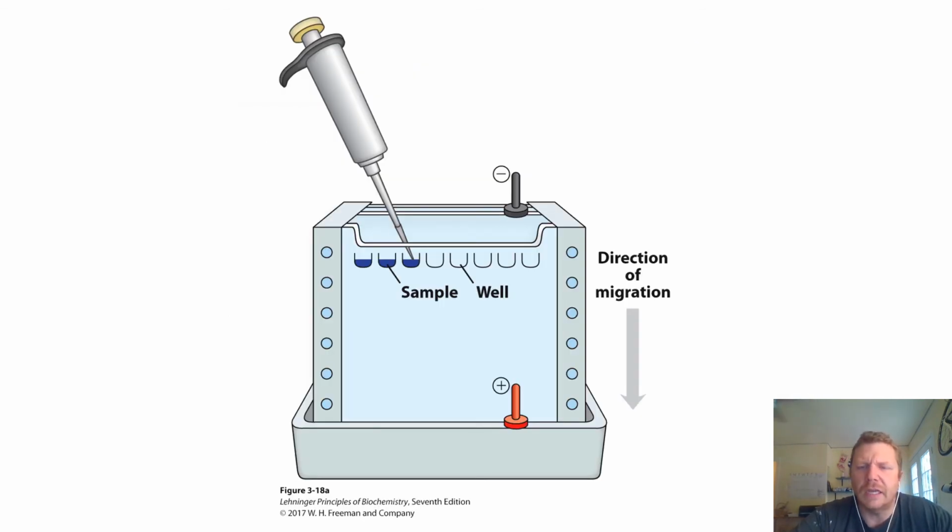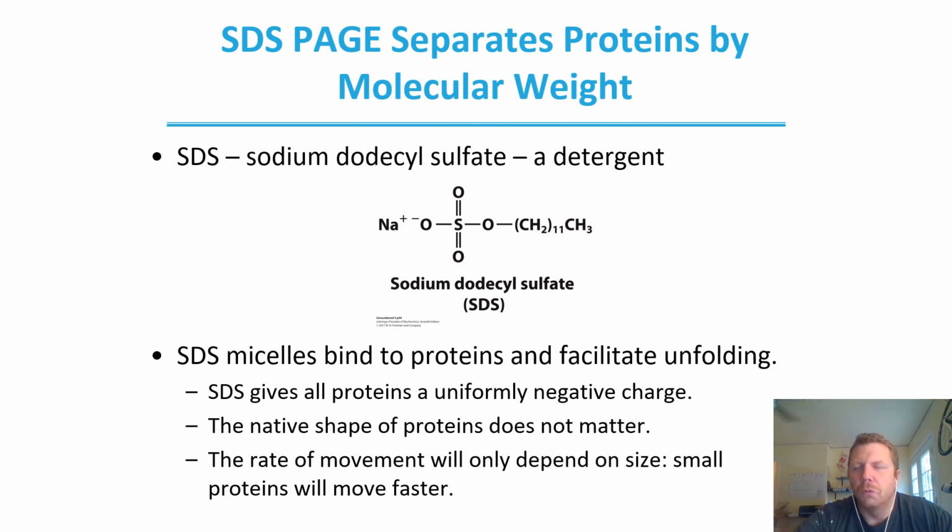So here's an example of an SDS-PAGE. This is generally going to be a vertical gel. You're going to load your protein sample at the top. You've got your negatively charged anode and your positively charged cathode. You are going to send your proteins towards this positive charge by sending an electric current through there. What's going to happen is those proteins are going to separate based on charge. SDS-PAGE separates based on molecular weight.